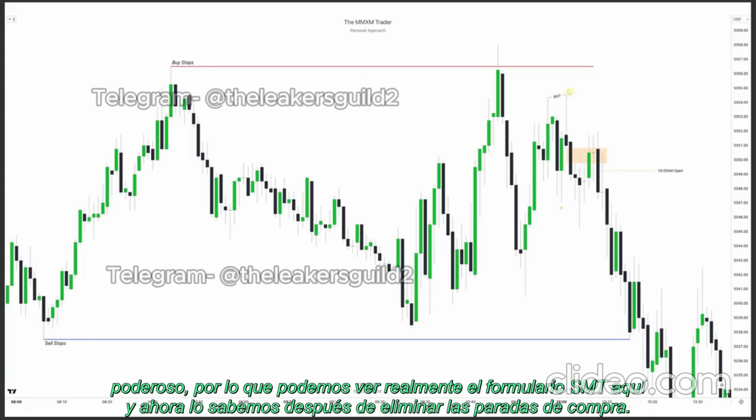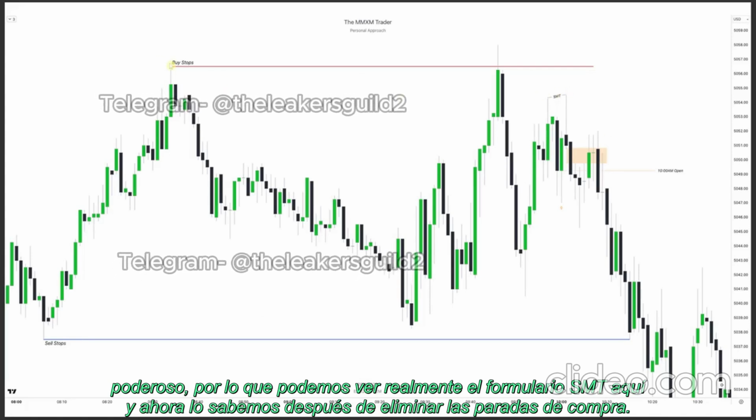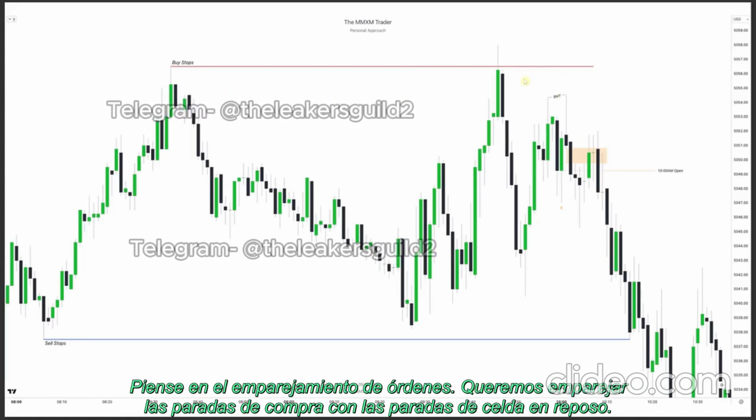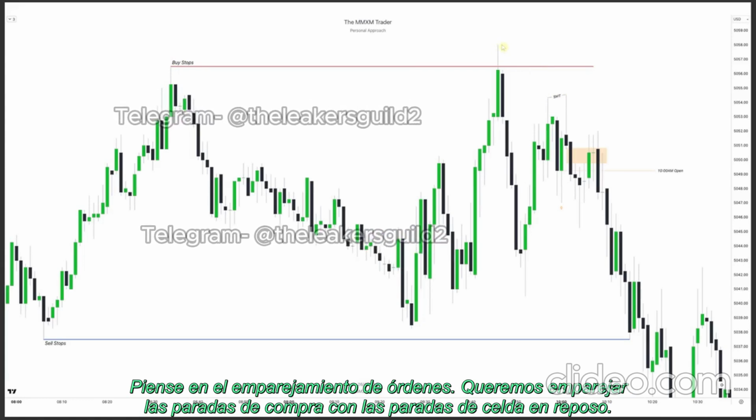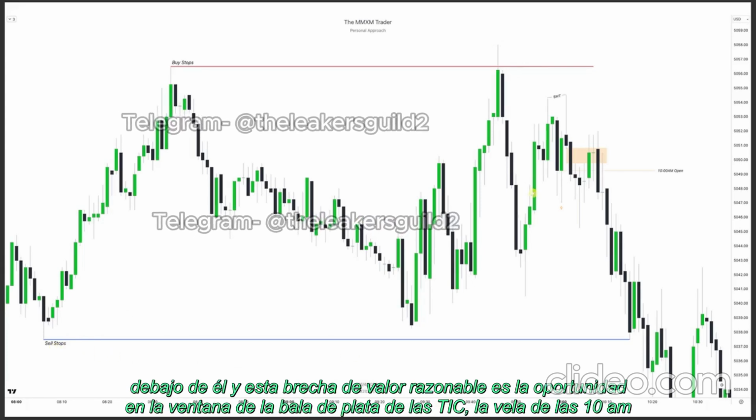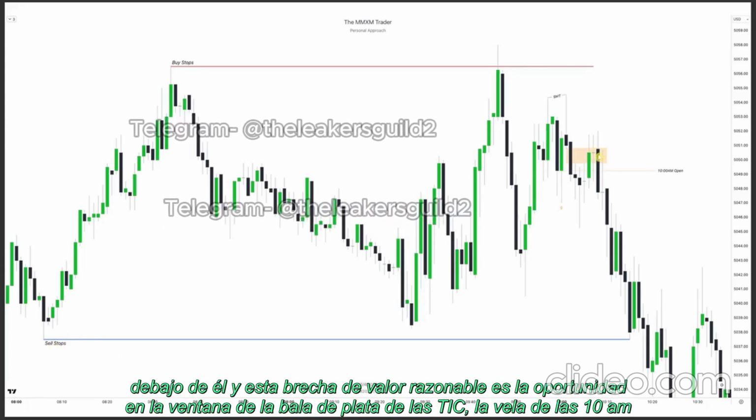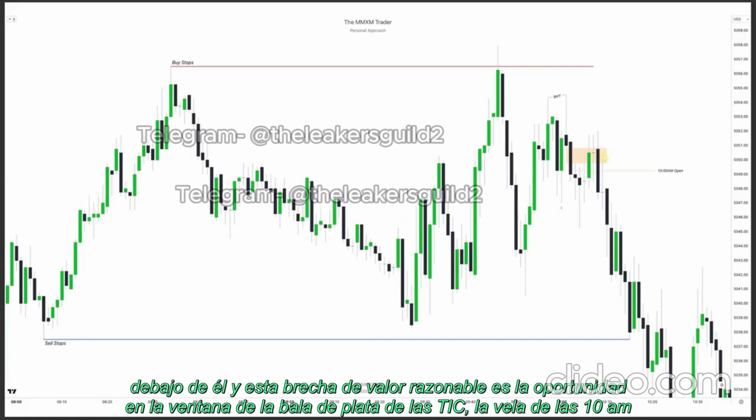So we can actually see the SMT form here. And now we know after we take out the buy stops, think about order pairing, right? We want to pair up the buy stops with the sell stops resting below it. And this fair value gap is the opportunity in the ICT silver bullet window, the 10 a.m. candle.